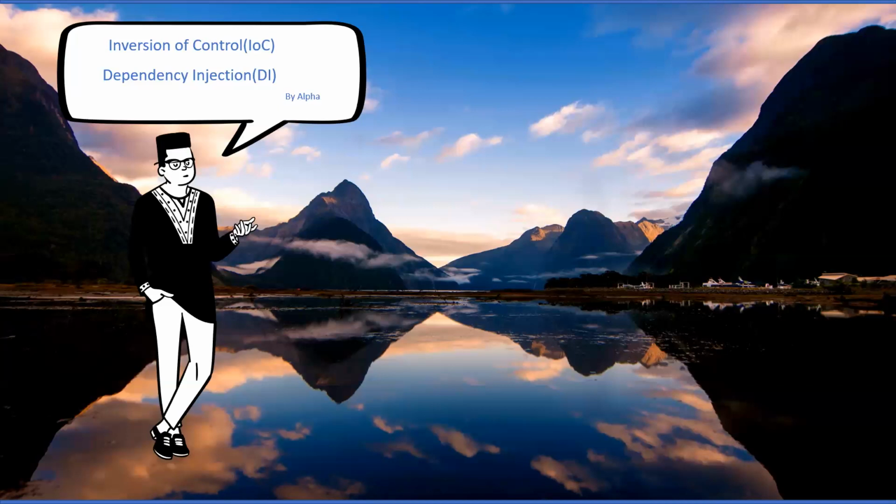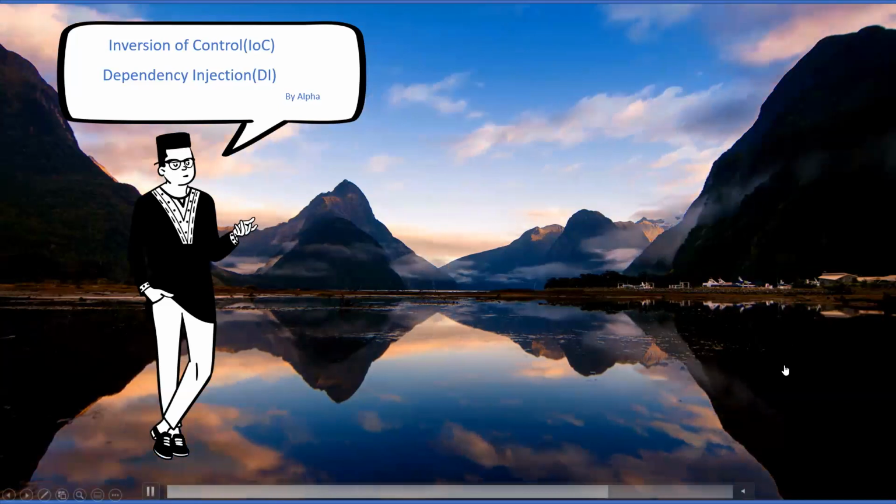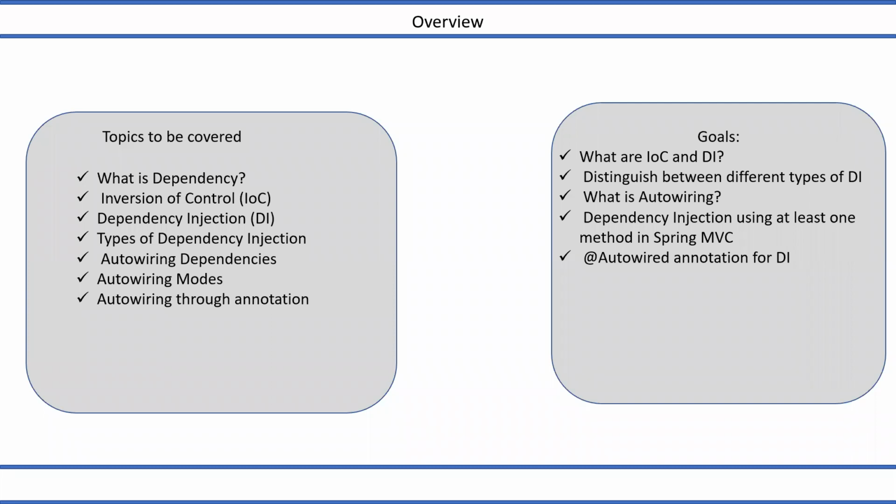So the topic that we're looking at today is inversion of control and dependency injection. As an overview, these are the different things that we are going to cover today. We're going to look at what dependency injection is, what inversion of control is, and basically look at what a dependency is. We're going to touch on autowiring and the different autowiring modes.